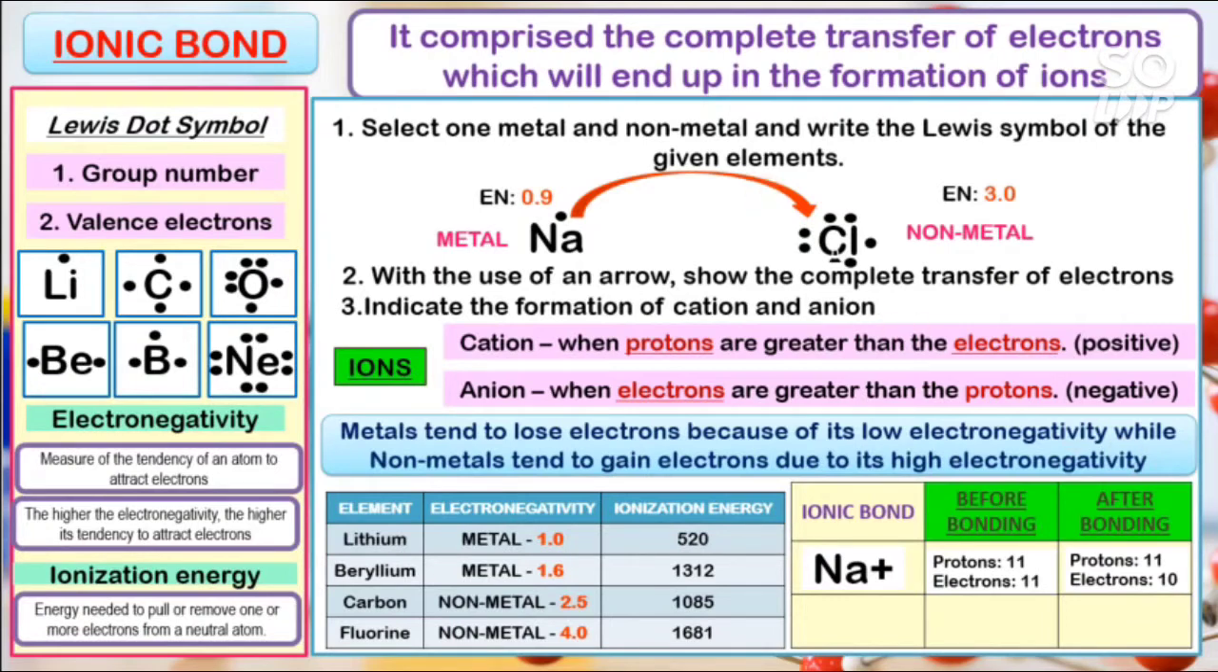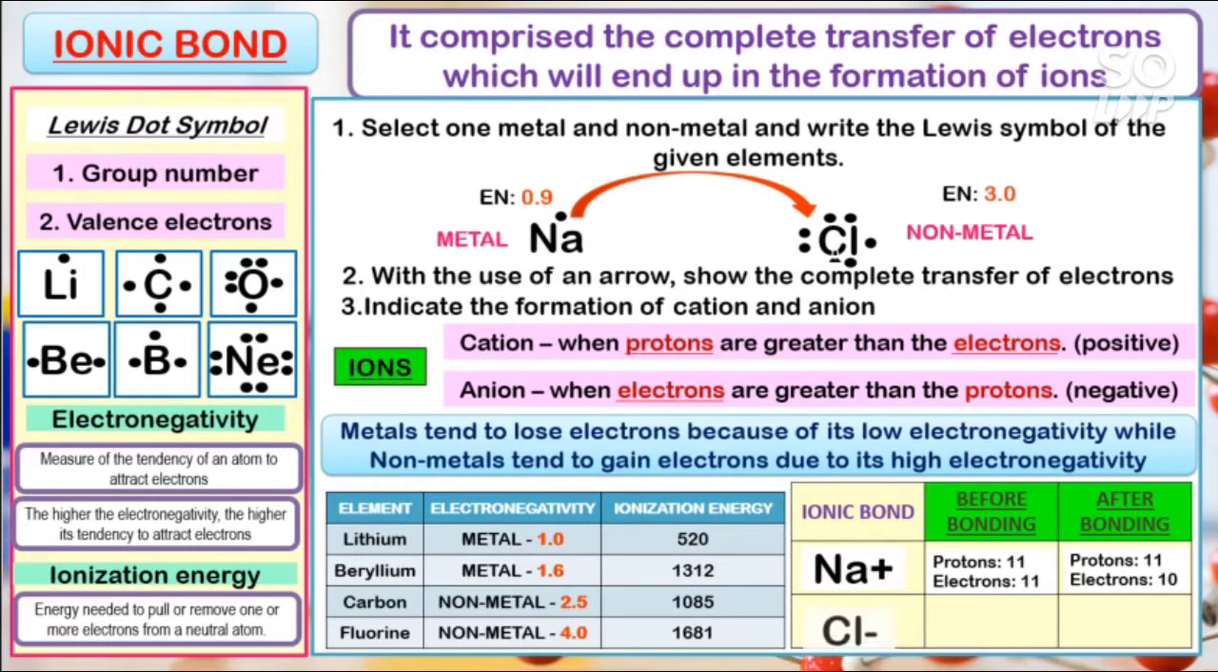Okay? So here in our example, the sodium electron number before and after the bonding will change. From 11, it will become 10. So there is a deduction of one electron simply because this one electron is being transferred to chlorine.